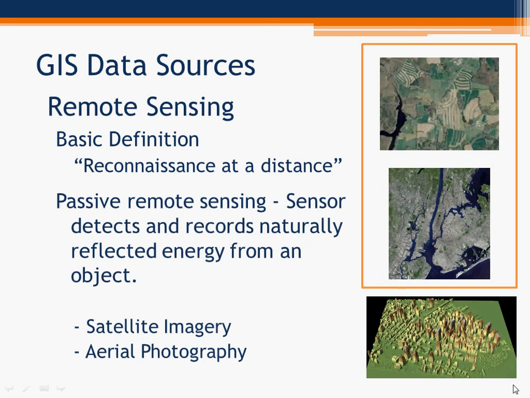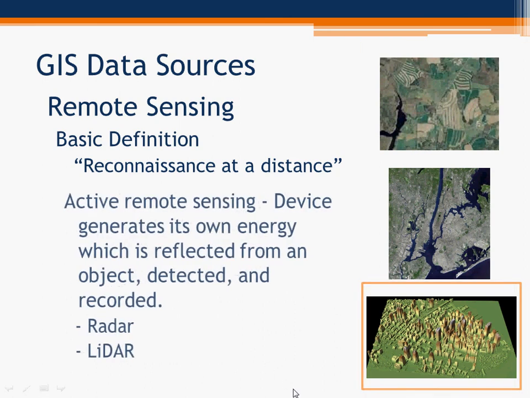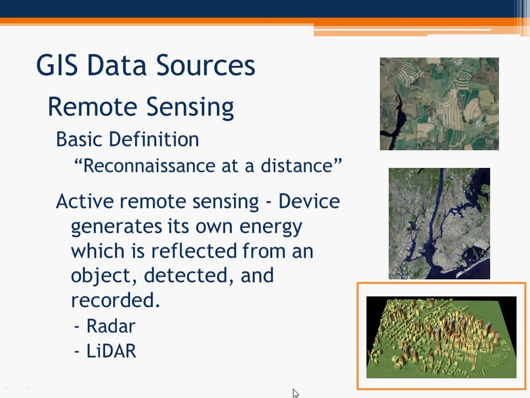And so we break remote sensing down into two different types. Passive remote sensing, where the sensor is detecting the naturally reflected energy from an object. In this case, we're talking about satellite imagery. We're talking about energy, visible and non-visible electromagnetic energy reflected from the surface of the Earth and collected by a satellite. So satellite imagery, aerial photography are examples of what we call a passive remote sensing system. Whereas you'll see here that we have an active remote sensing system that generates its own energy. And a lot of us are probably familiar with radar.